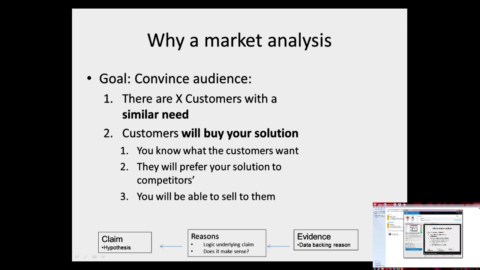So coming back to what I taught you about Toulmin's model of argument, your claim is that, let's say, there are 20,000 customers with a similar need. Then you have to give reasons that have some logic of why they will buy your product, and evidence that supports those reasons. So we'll talk a little bit about that, but that's your goal for this market analysis section of the business plan.